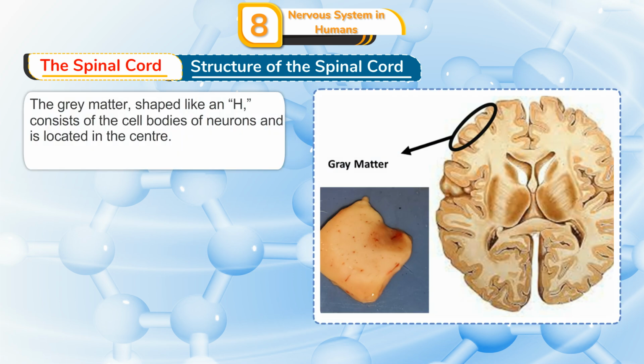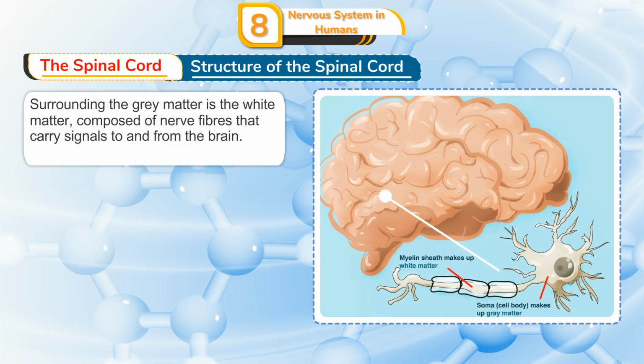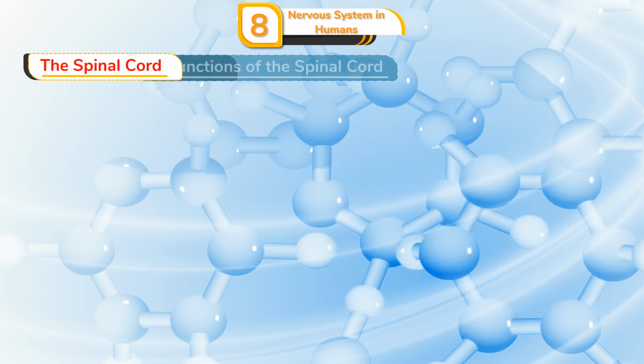The gray matter, shaped like an 8, consists of the cell bodies of neurons and is located in the center. Surrounding the gray matter is the white matter, composed of nerve fibers that carry signals to and from the brain.